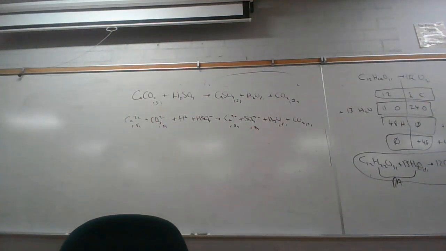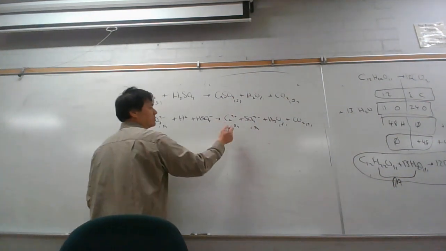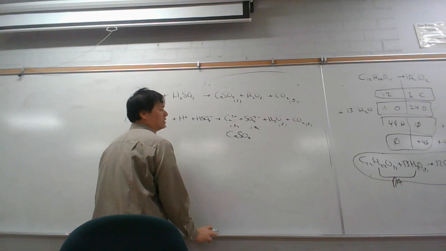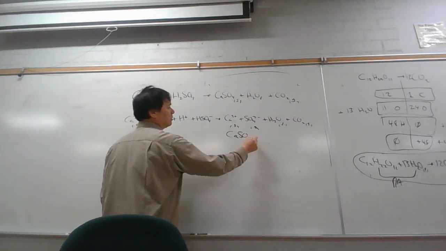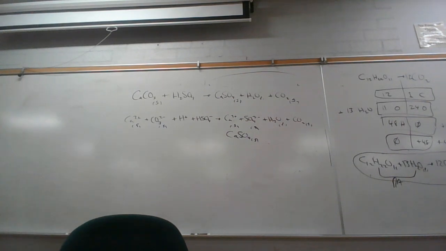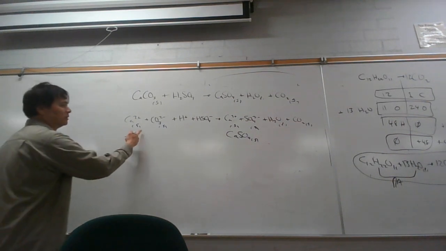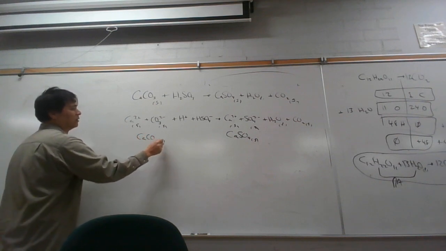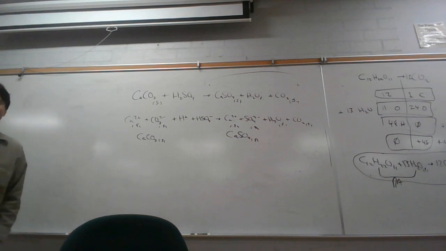Is that what the other guys got? What did you guys get? I wrote for the ionic equation just CaSO4. Okay, so instead of this, you wrote CaSO4, and what state did you write? Solid. Okay. Did anybody else get something different? Calcium carbonate, CaCO3, solid. All right.